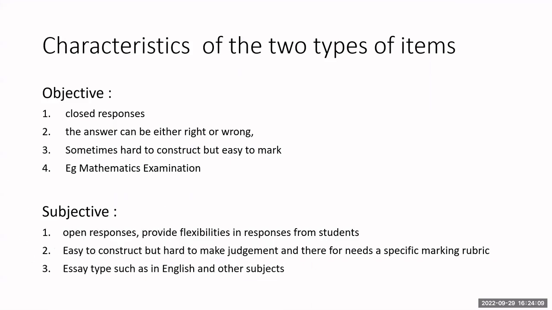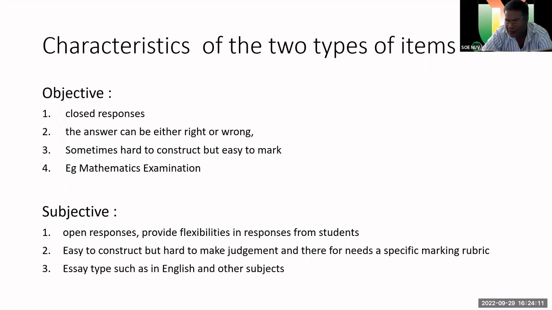Essay types, such as in English and other subjects, are good examples of subjective items. So that's the first thing to know before you write your examination paper. You need to know that it's a mathematics examination. Most items in the examination paper will be objective items rather than subjective.